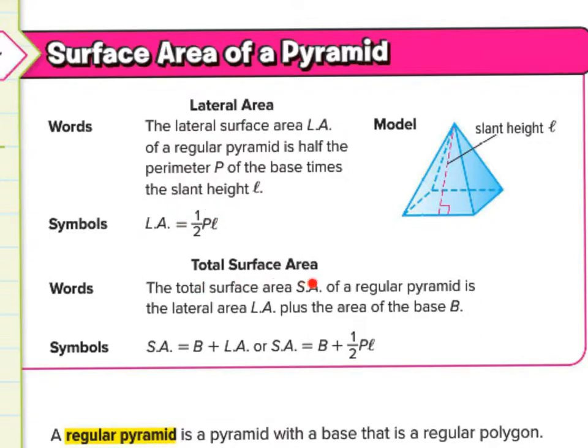The total surface area, okay, of a regular pyramid is the lateral area plus the area of the base. So we're looking for surface area equals the area of our base plus the lateral area. Or we can say surface area is the base plus half the perimeter times the slant height, which is like when we're looking for the area of a triangle, we do half the base times the height.